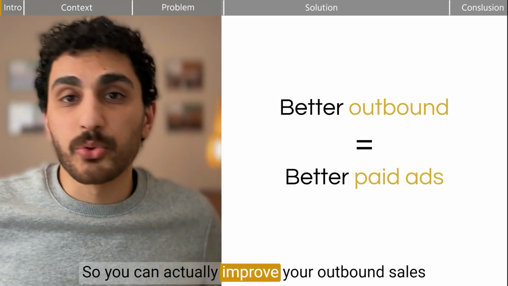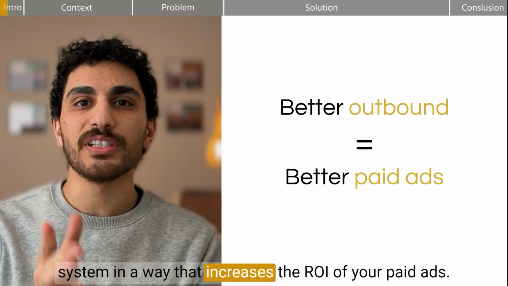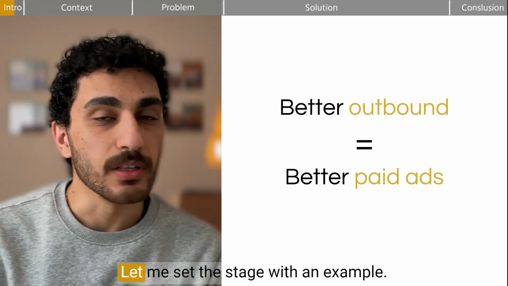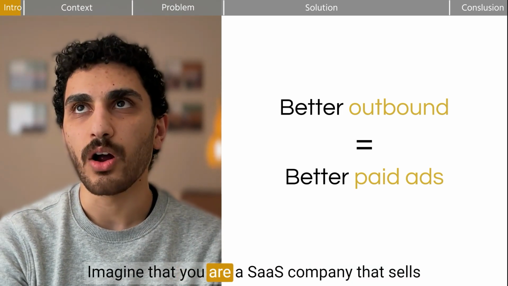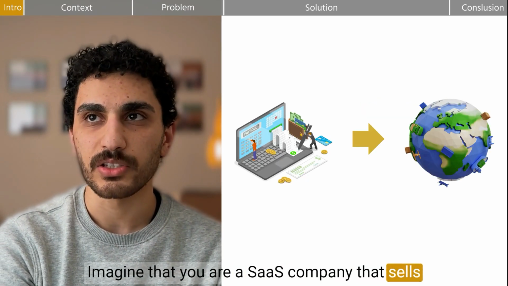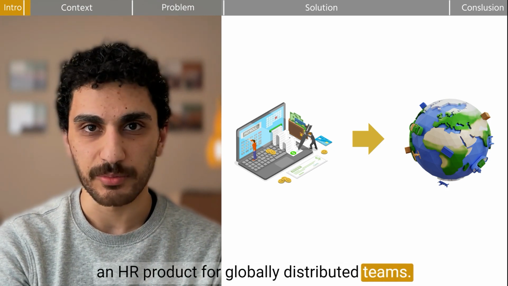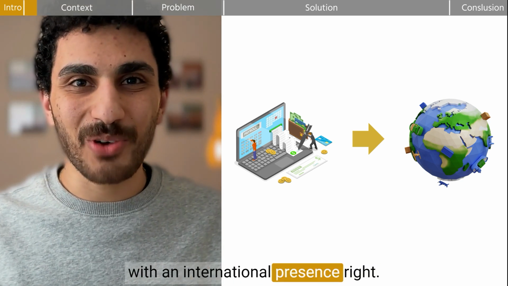So you can actually improve your outbound sales system in a way that increases the ROI of your paid ads. Let me set the stage with an example. Imagine that you are a SaaS company that sells an HR product for globally distributed teams. Naturally, you would want to target companies with an international presence, right?